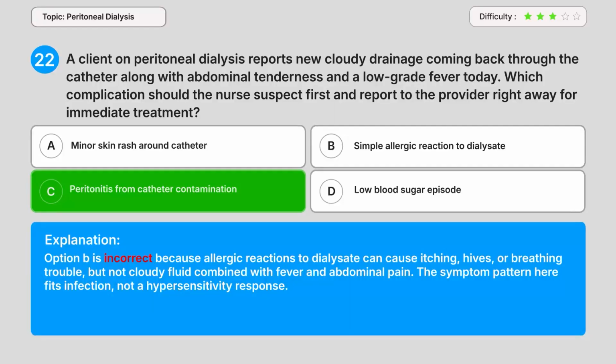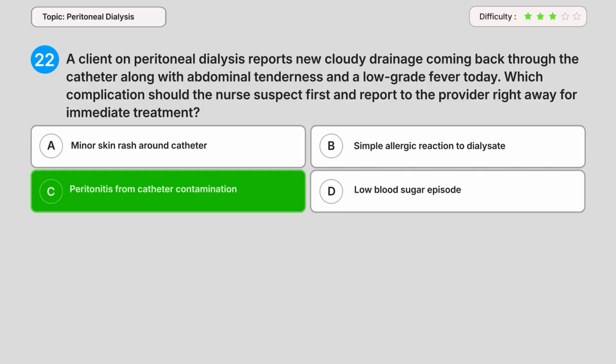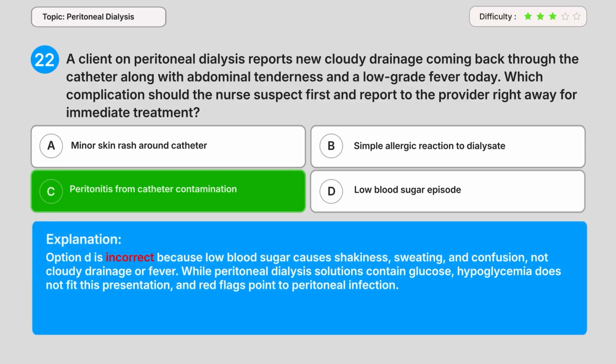Option B is incorrect because allergic reactions to dialysate can cause itching, hives, or breathing trouble, but not cloudy fluid combined with fever and abdominal pain. The symptom pattern here fits infection, not a hypersensitivity response. Option D is incorrect because low blood sugar causes shakiness, sweating, and confusion, not cloudy drainage or fever. While peritoneal dialysis solutions contain glucose, hypoglycemia does not fit this presentation, and red flags point to peritoneal infection.